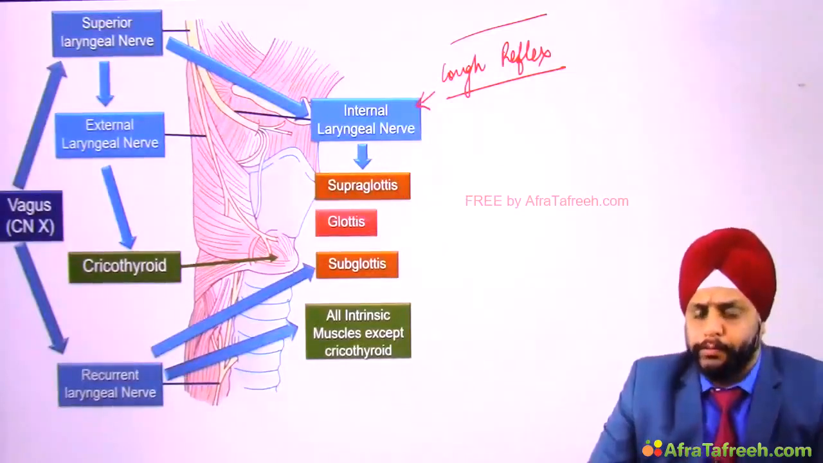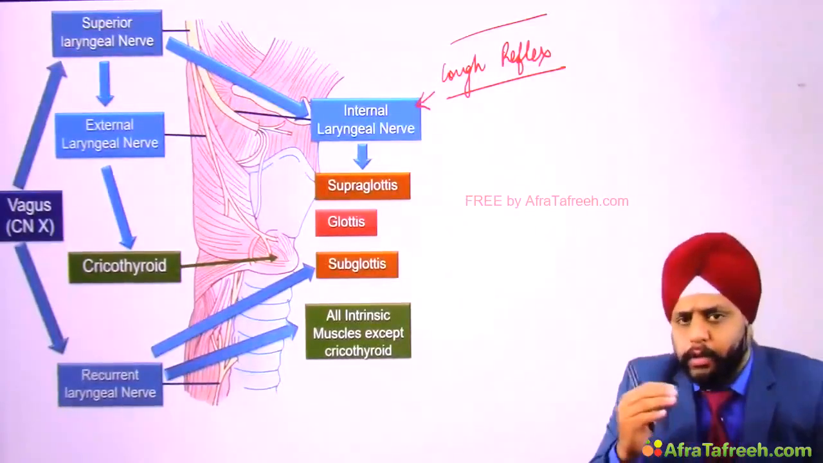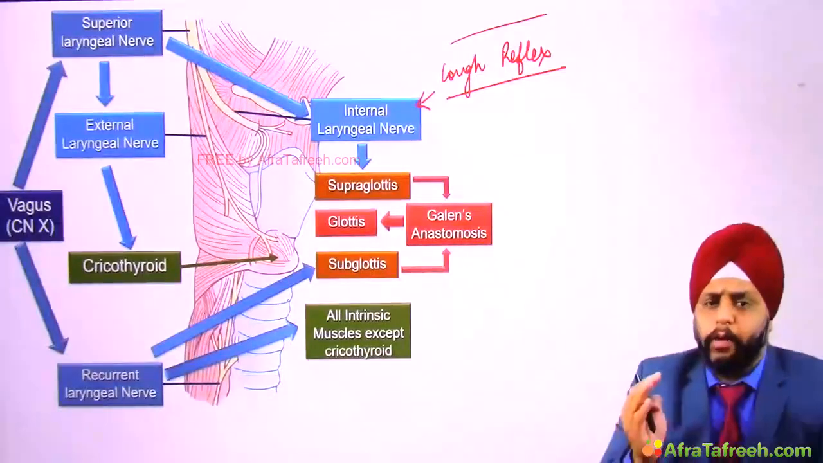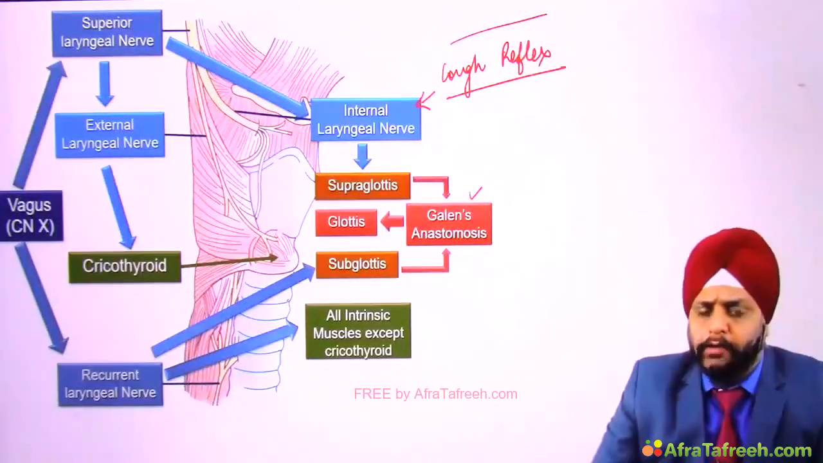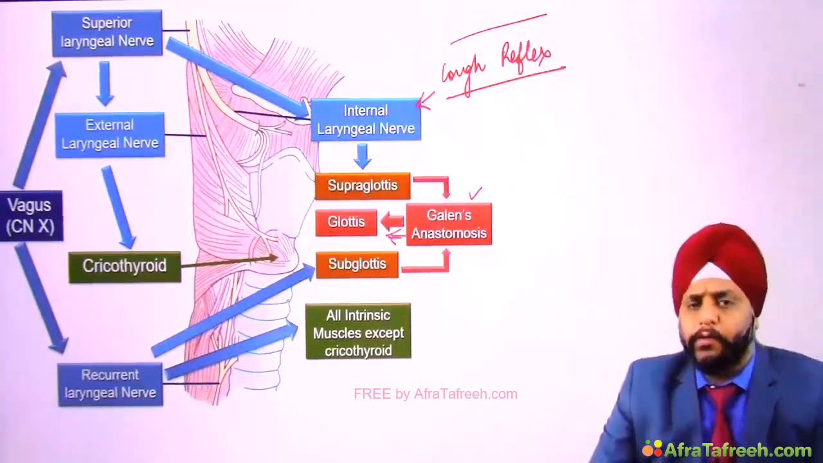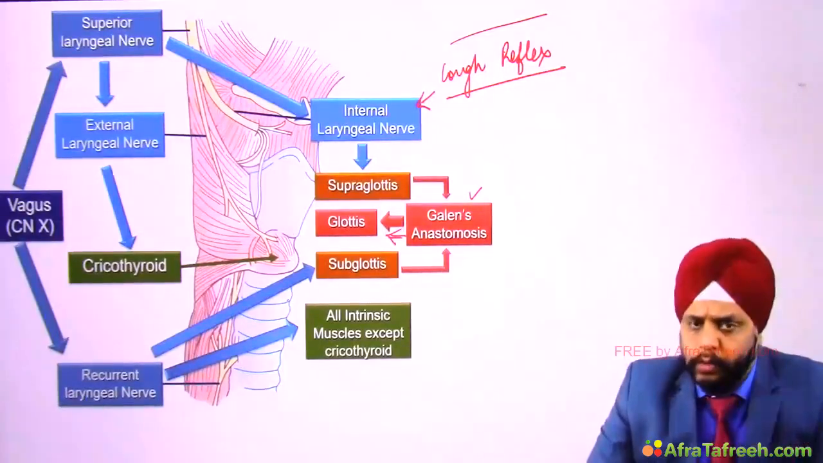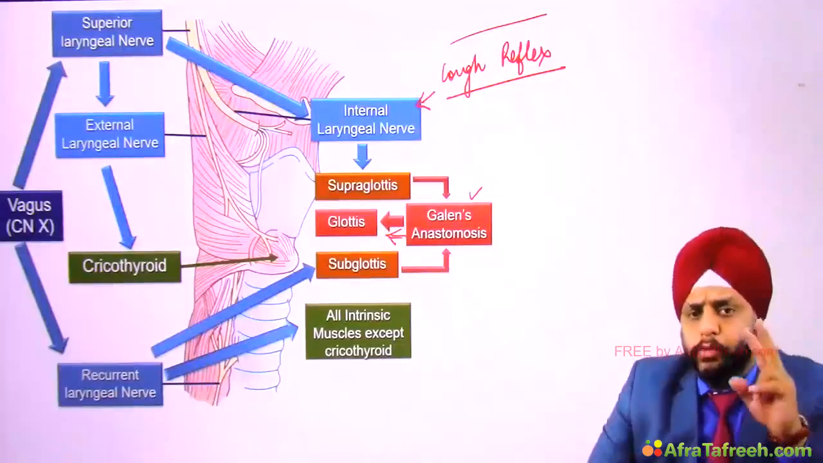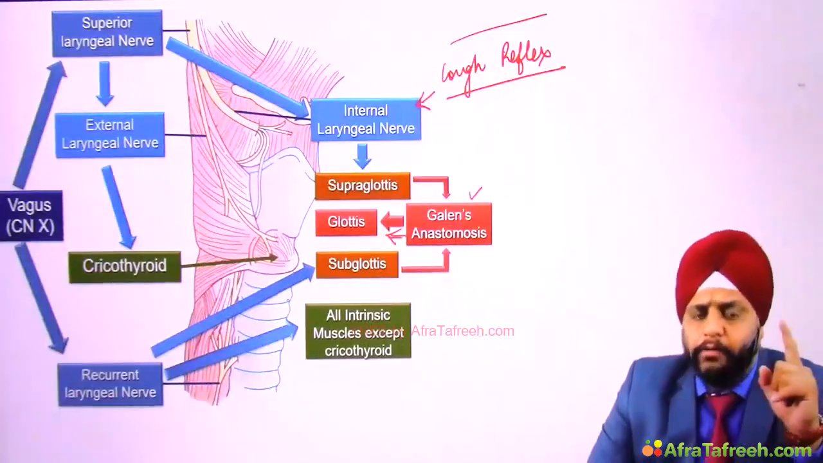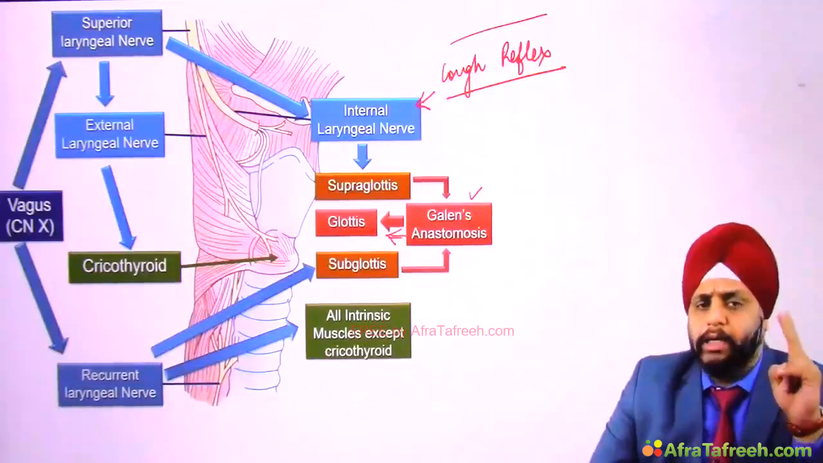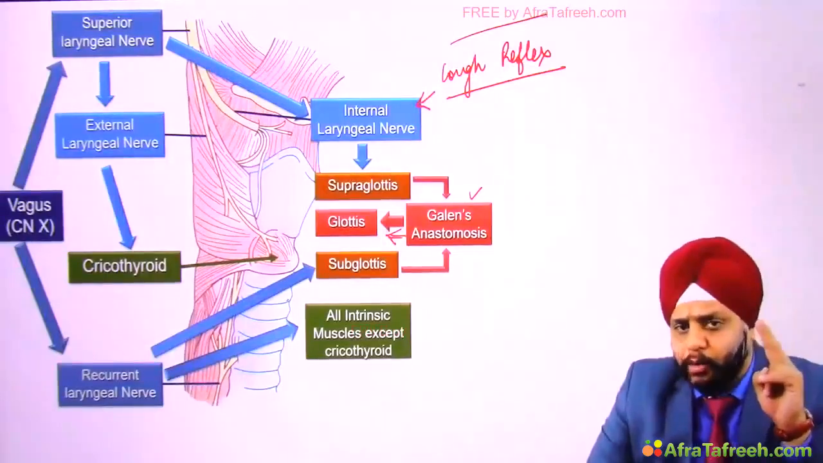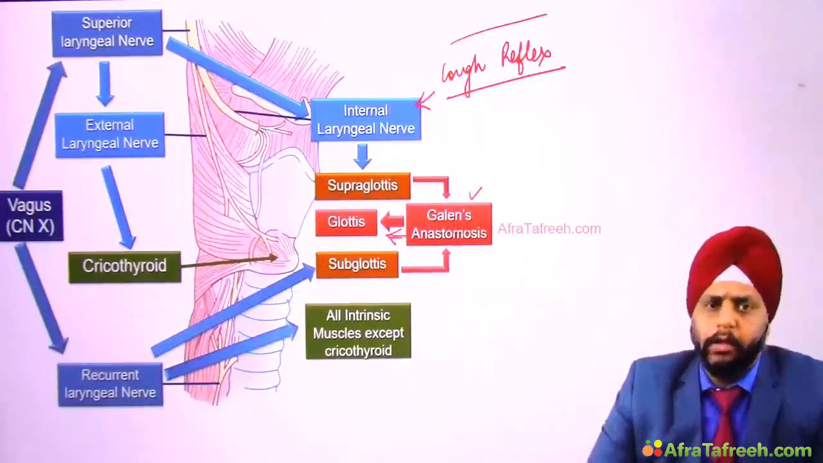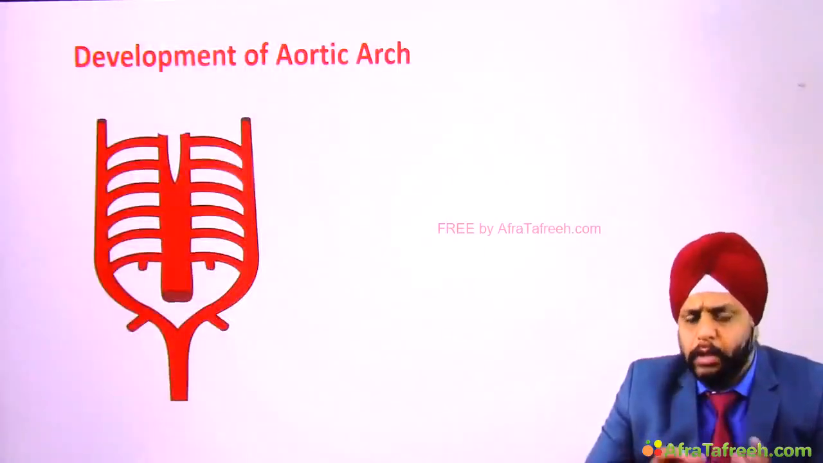What happens at the glottis? At the glottis, the internal laryngeal nerve from above, from the supraglottis, and the recurrent laryngeal nerve from the subglottis both combine to form Galen's anastomosis, and this Galen's anastomosis supplies the glottis. This is an anastomosis of two nerves, the internal laryngeal nerve from the supraglottis and the recurrent laryngeal nerve from the subglottis. Together these two nerves supply the glottis. This was the nerve supply of the larynx.